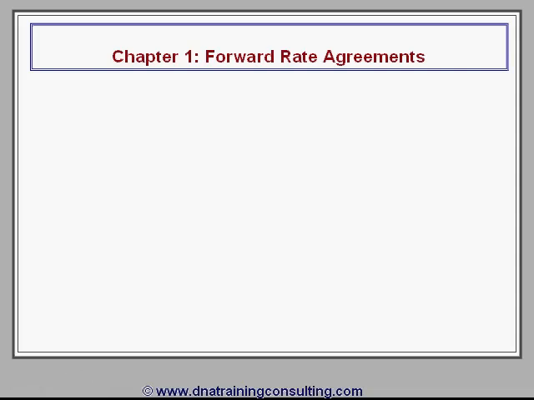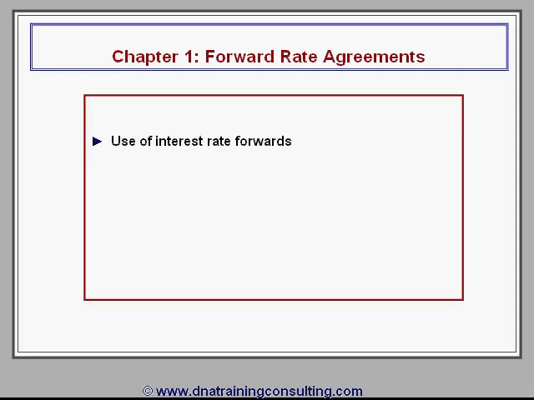In this chapter 1, we first examine the use of interest rate forwards to hedge the uncertainty of an interest rate reset on a floating rate loan or investment. We then explain the pricing of these instruments from a zero coupon yield curve and the determination of the forward rate itself.